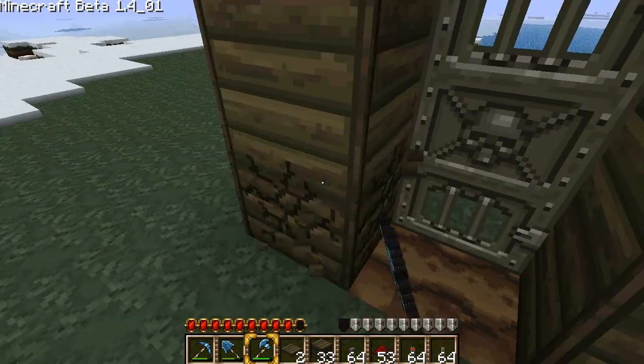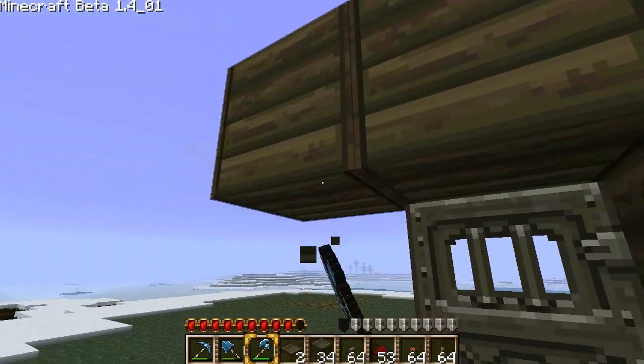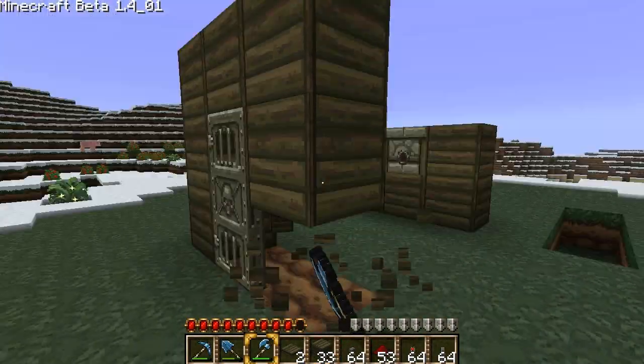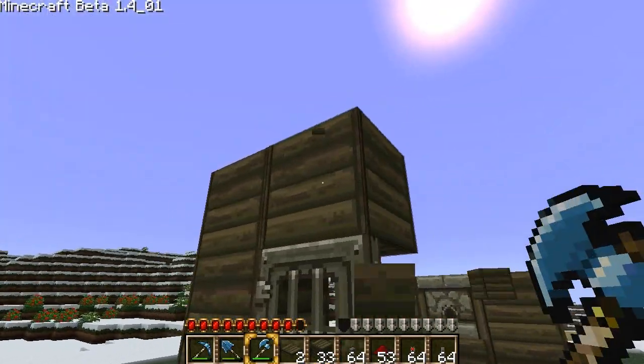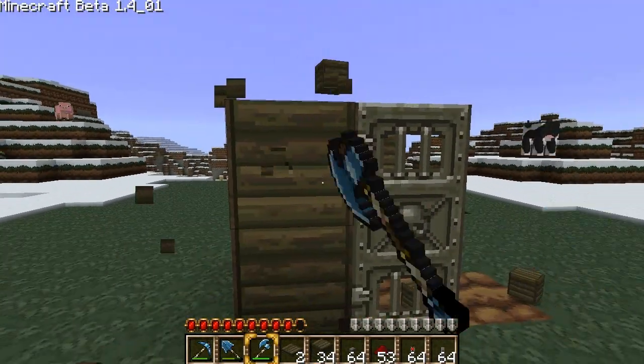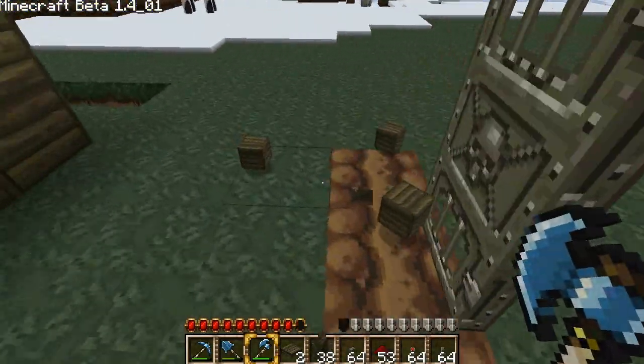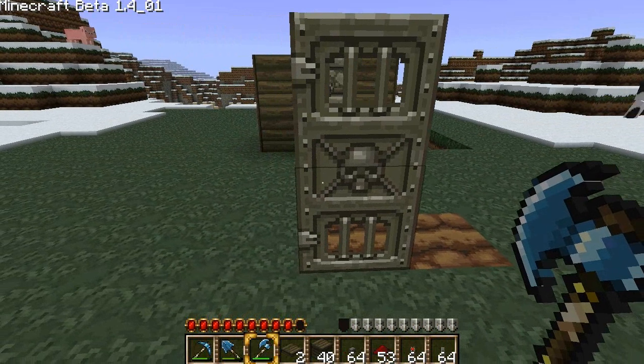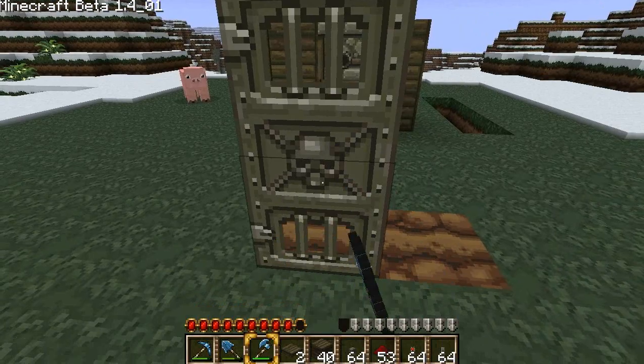So let's get rid of this. We don't really need this. Or do we? Actually, yeah. I'm going to quickly show you probably the most practical use of redstone. And that is to power these, which are iron doors. Because iron doors cannot be opened by traditional means. By that I mean you cannot right click it and it will open.